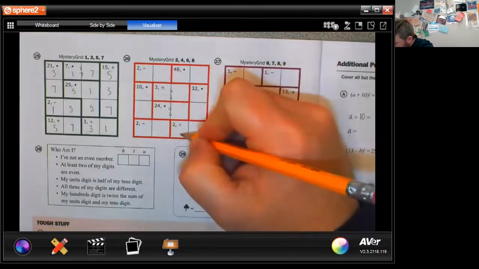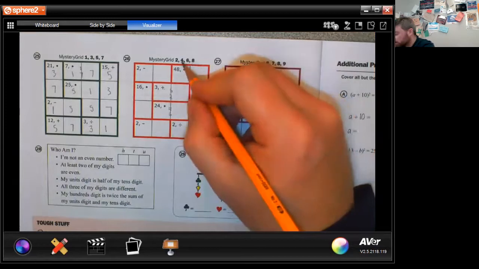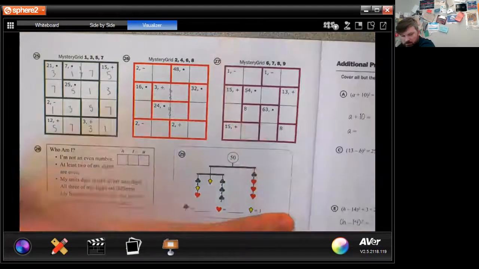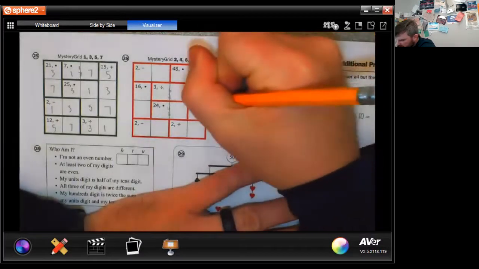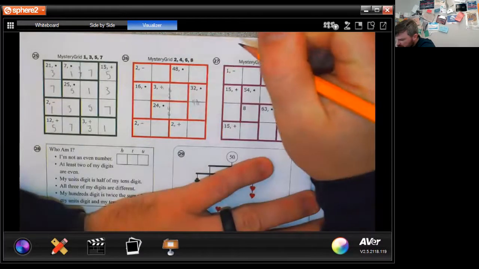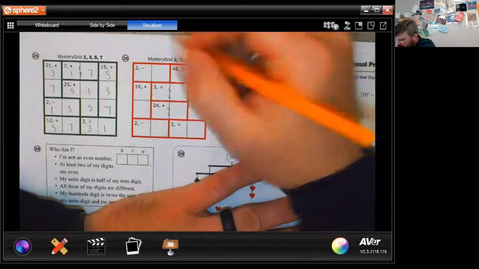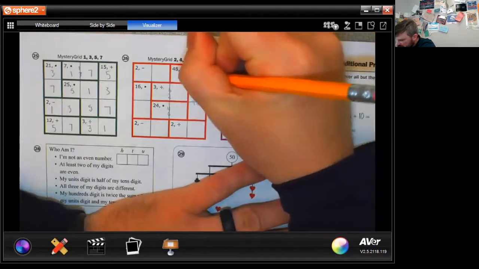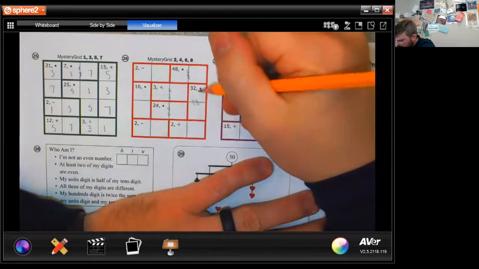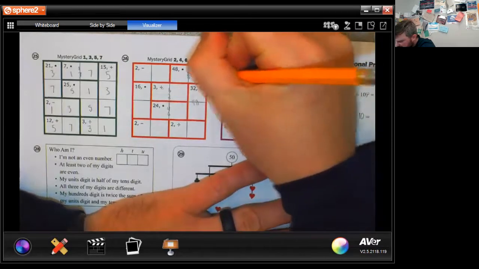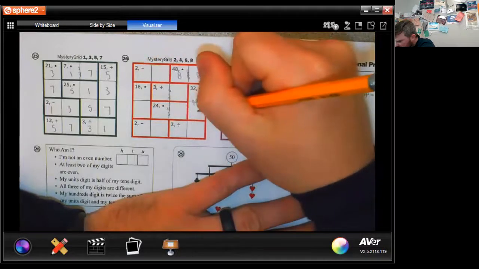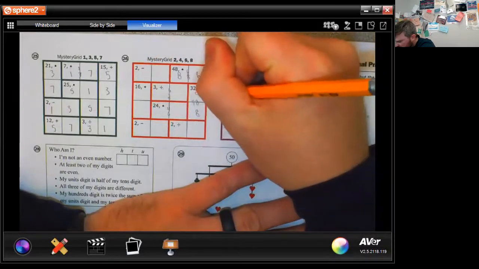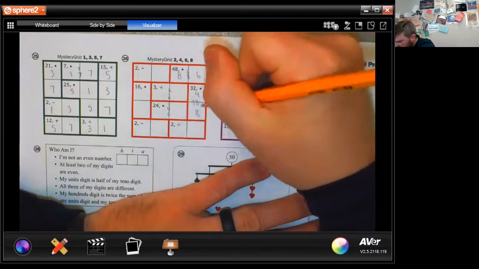Divide to get 2. That could be 8 and 4 or 4 and 6. Multiply to get 32. 4 and 8. Multiply to get 48 is 6 and 8. Okay, I know an 8's going here, so this is a 6. This is your 8. I know a 4 is going here, so this is 8. This is 4. This needs a 2.